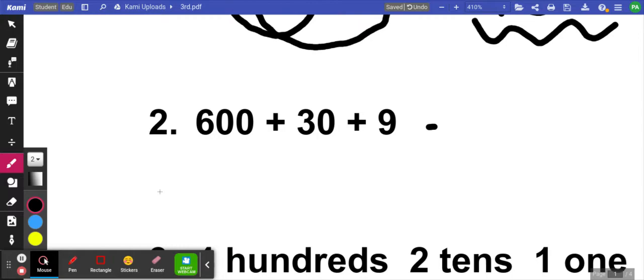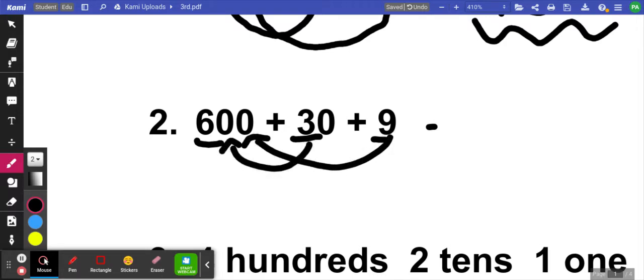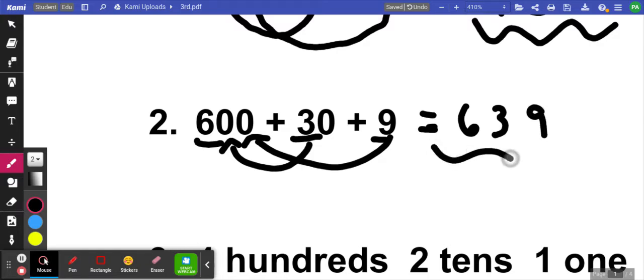Let's try one more, number 2. So once again, you have the hundreds, the tens, and the ones. If you want to draw the little arrows, you absolutely can. And once again, you're just combining it. So we're going to start with the hundreds, the tens, and the ones. And now you have the standard form of 639.